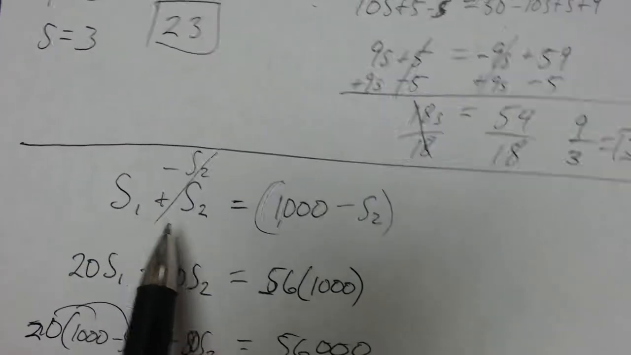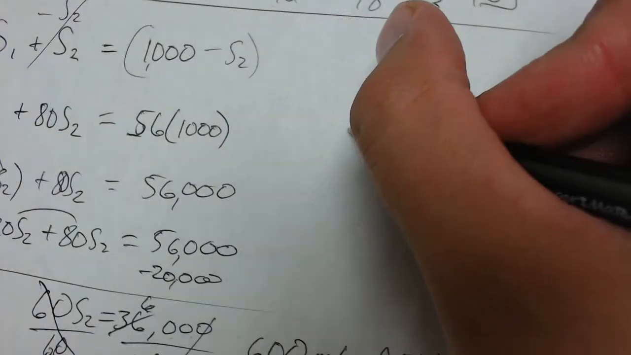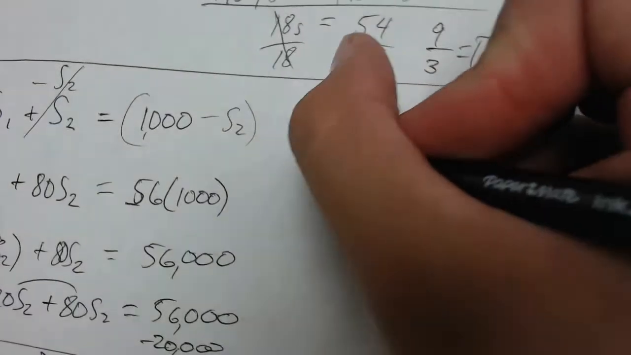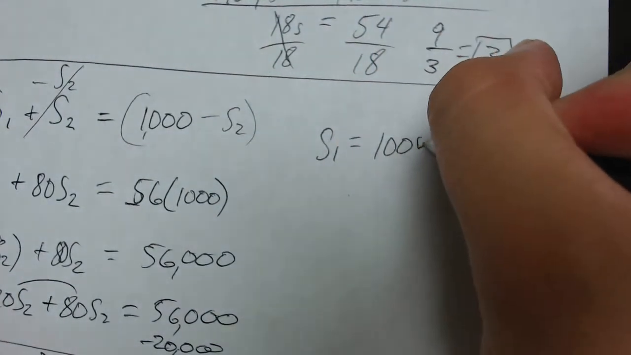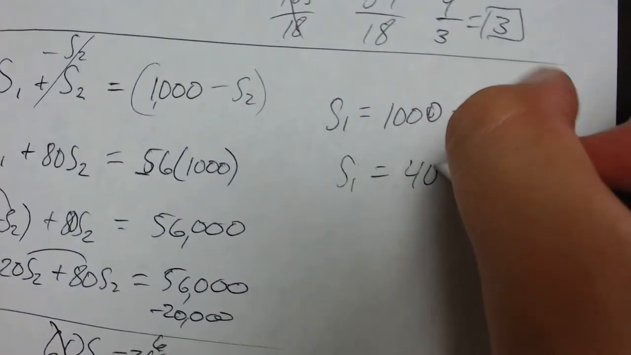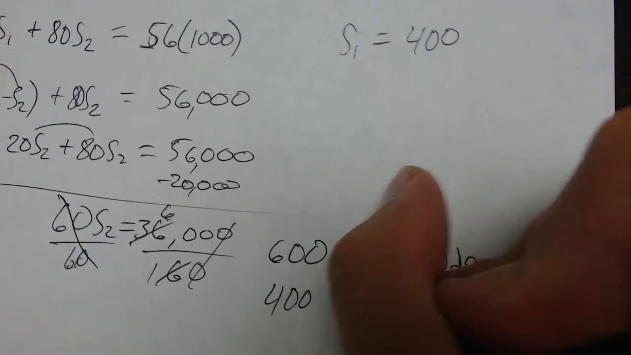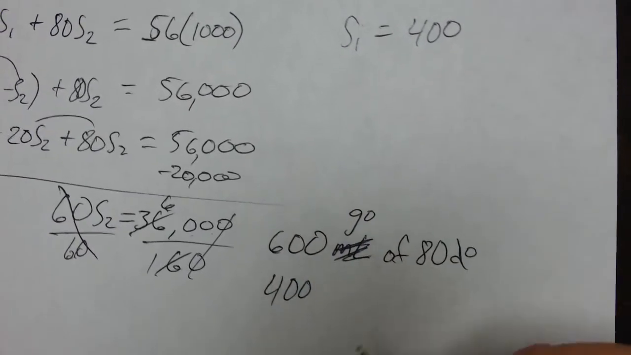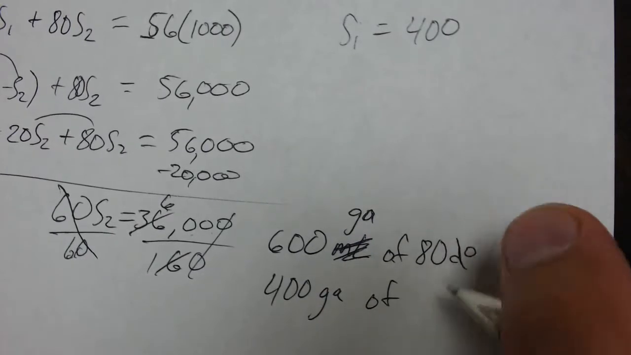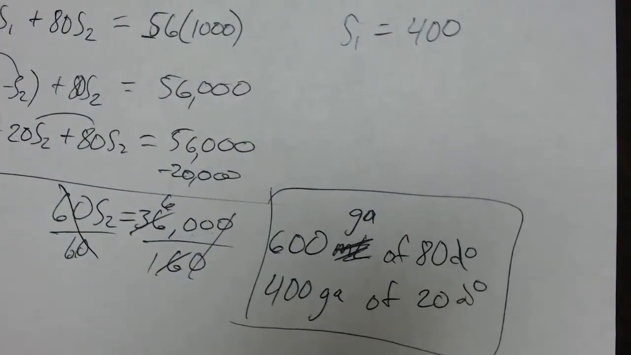Now, if solution 1 plus solution 2 has to equal 1,000, we can say that solution 1 is equal to 1,000 minus solution 2. Solution 1 equals 1,000 minus 600, which means solution 1 is equal to 400. So then that's 400, oh, I'm sorry, these aren't milliliters, these are gallons. 600 gallons, and then 400 gallons of the 20% solution. And that is our answer.